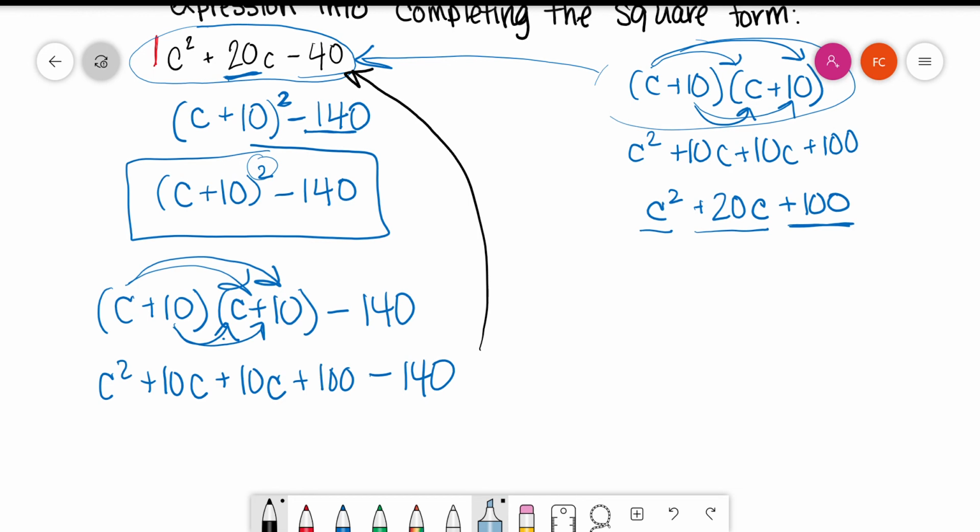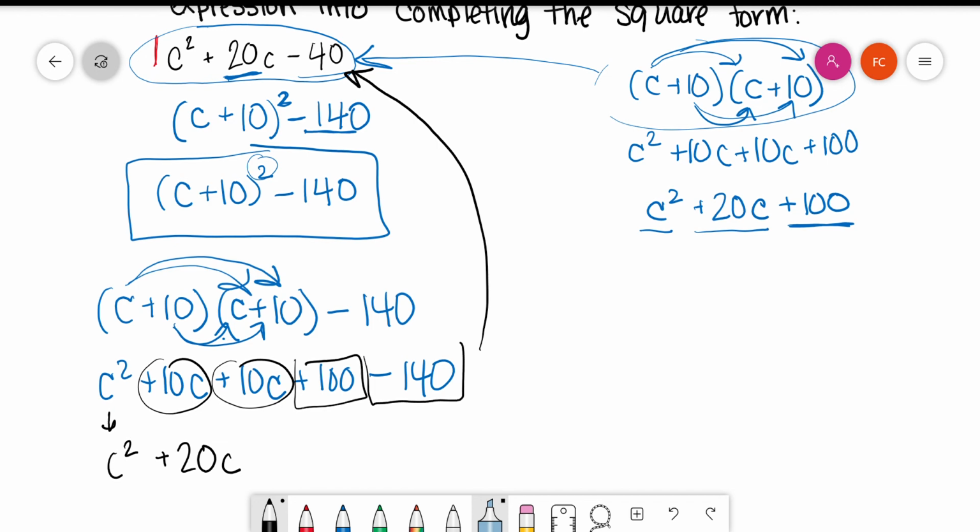So let's see if that's what happens. Well, c squared can come down. There's nothing to combine with that. 10c plus 10c gets me positive 20c. Positive 100 plus a negative 140 gets me to negative 40. And then you can see, oh yeah, so when I actually expand this, I do end up back with what I originally started with, which means it is correct.